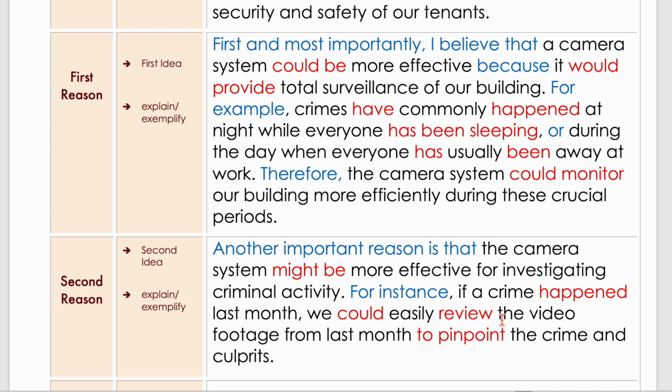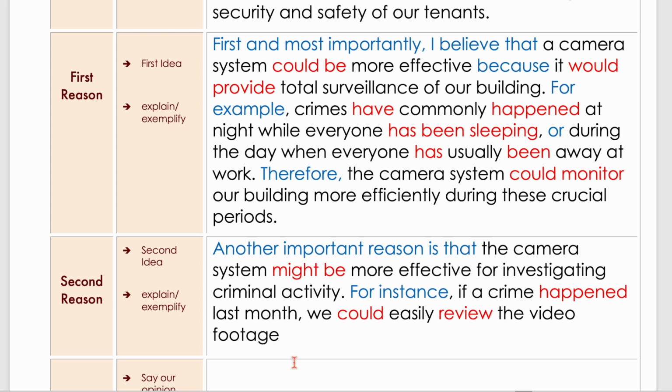And then this part here, okay, that is a strong noun clause. Let me just explain a little bit about noun clauses since we're talking about that. Level 7s might do this: we could easily review the video footage, period. Okay, you see? The sentence can be over right there. It can be over. Something that level 7s will do.